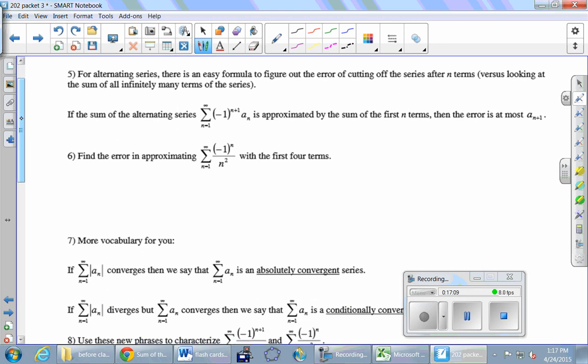Number 5 talks about an error calculation. Let's go to Gabe for 5. Go ahead.